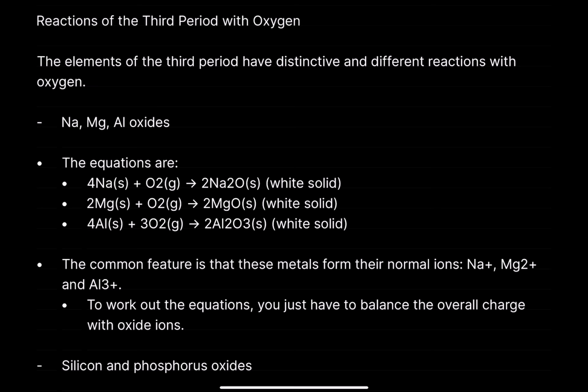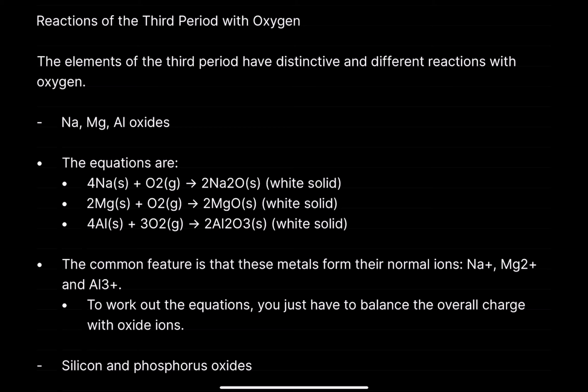4Na plus O2 goes to form 2Na2O. Now if you decide to write this as 2Na plus half O2 goes to form Na2O, you won't lose the mark. They allow multiples, so you won't lose the mark. But this is just one way of doing it, without using as many fractions, right?